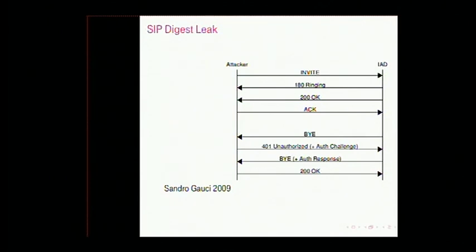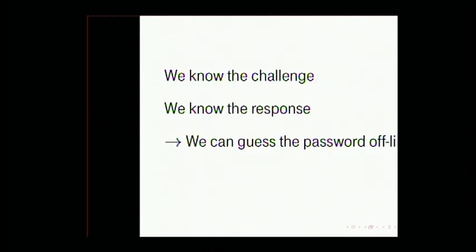The attack: I call the victim, talk to her or to him until the user hangs up and sends a bye to me, and I challenge this bye. And now the IAD thinks I'm the trusted SIP provider, and responds with the correct authentication response. We have the challenge, we have the response, and now we can make a dictionary offline attack.